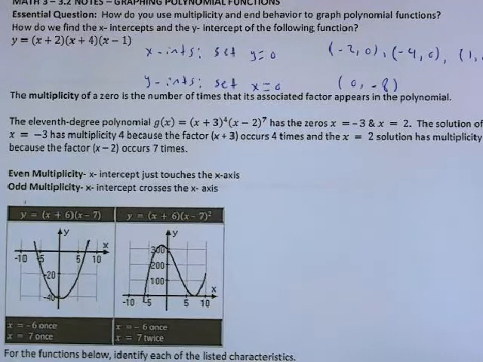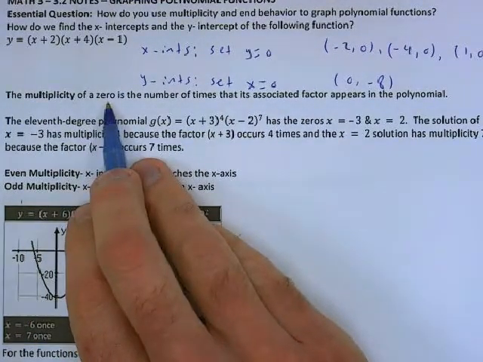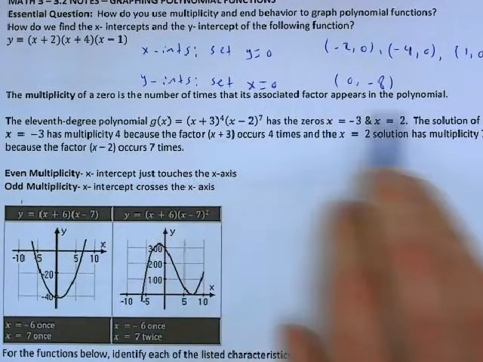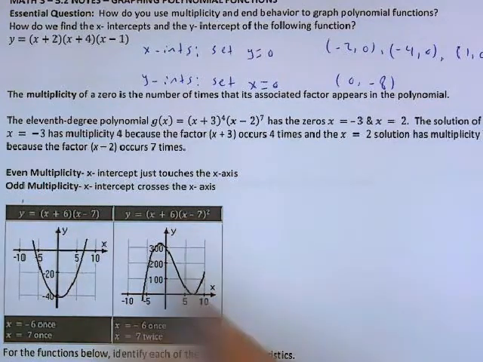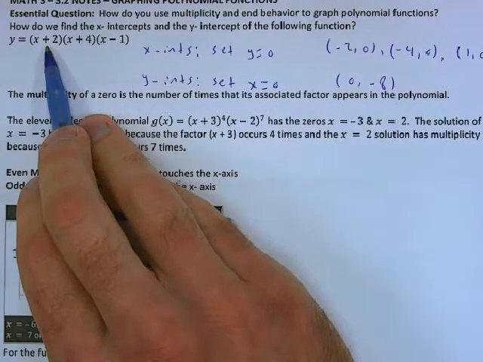Next, a little definition here. The multiplicity of a 0, and again, a 0 is just one of our answers, is the number of times that its associated factor appears in the polynomial. Okay, so we're not always just going to have x plus 2 one time. We might have x plus 2 twice, which would give it a multiplicity of 2.